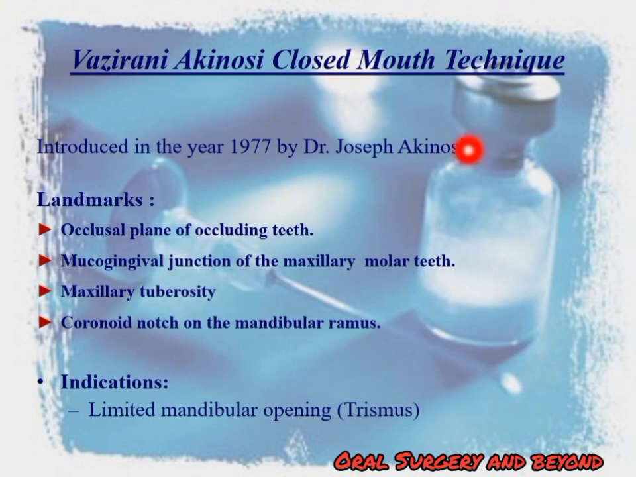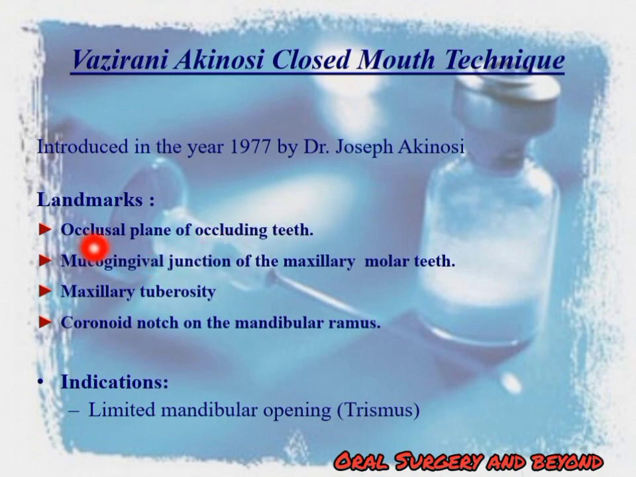Let's proceed to the Vazirani-Akinosi closed mouth technique. This method was given by Dr. Joseph Akinosi in 1977. It's a very useful technique where the patient has trismus or oral submucous fibrosis. In those cases, we are not able to use the classical inferior alveolar nerve block technique. In such patients, we can use the Vazirani-Akinosi closed mouth nerve block technique.